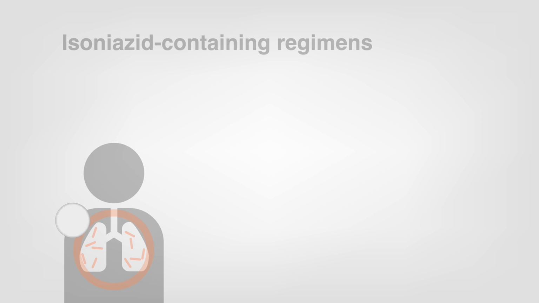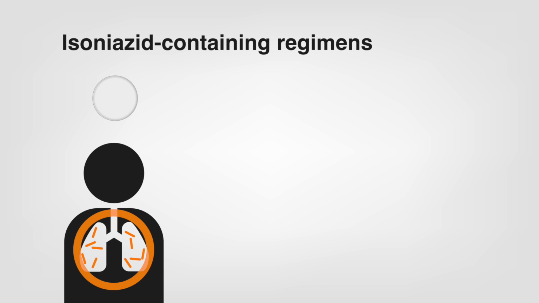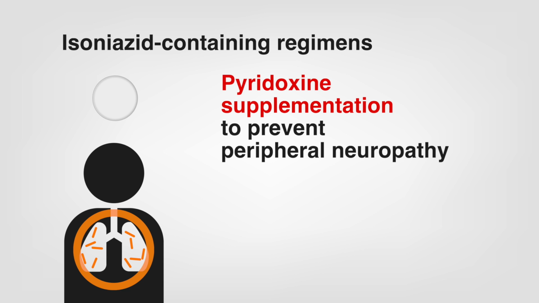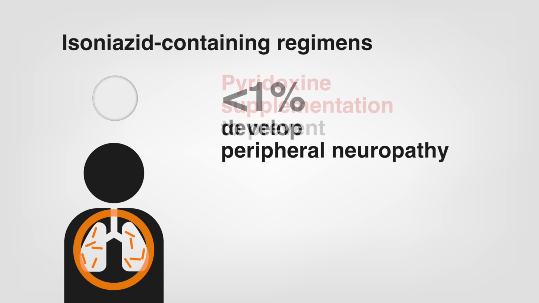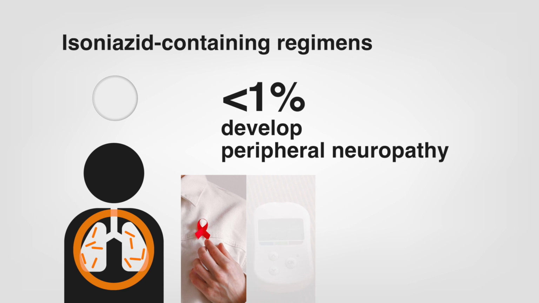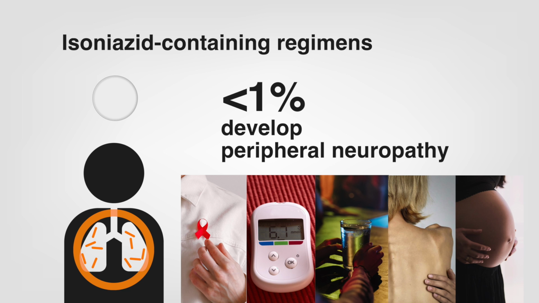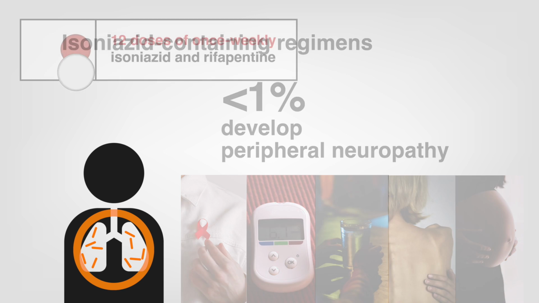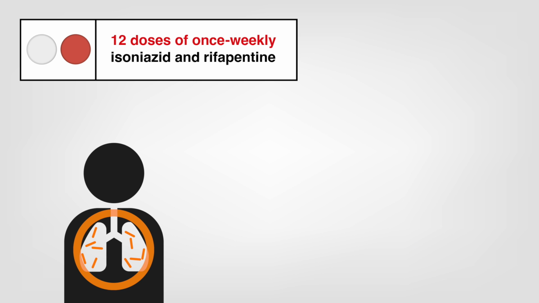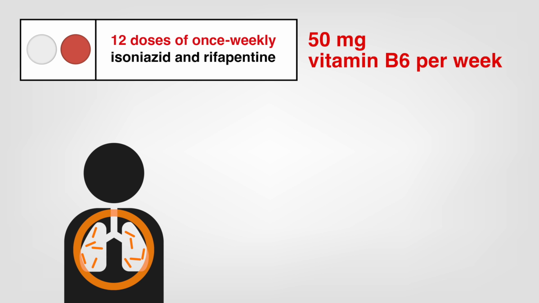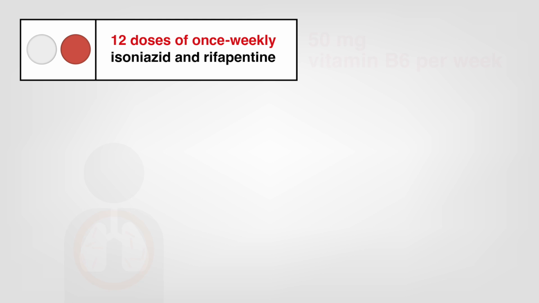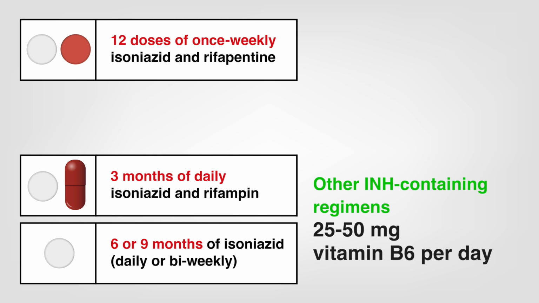Some patients on isoniazid-containing regimens should receive pyridoxine supplementation to prevent peripheral neuropathy. Less than 1% of people taking INH at conventional doses develop neuropathy, which is more likely to occur in those with HIV infection, diabetes, alcoholism, malnutrition, pregnancy, or other conditions associated with neuropathy. Individuals with these conditions on the 12-dose isoniazid and rifapentine regimen should be given 50 milligrams of vitamin B6 per week. Individuals on other INH-containing regimens should get 25 to 50 milligrams per day.